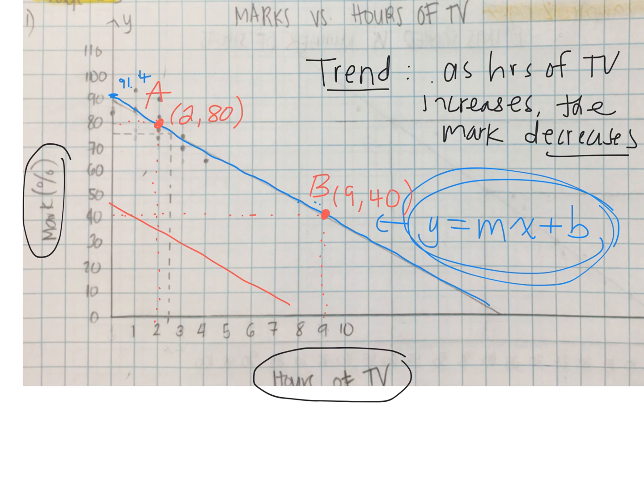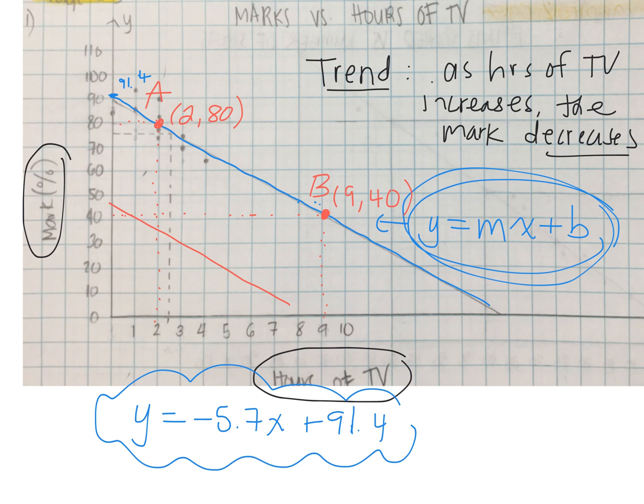The equation of my line is y equals negative 5.7x plus 91.4. Now that I have an equation, I can use the equation to make predictions. What did x represent? What did I graph on the x-axis? So x represents the hours of TV, and y represents the student mark. If a student watches 0 hours of TV, for example, according to this trend, what would be a good prediction for their grade if they watch no TV? 91.4%.